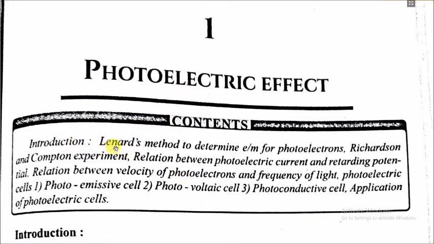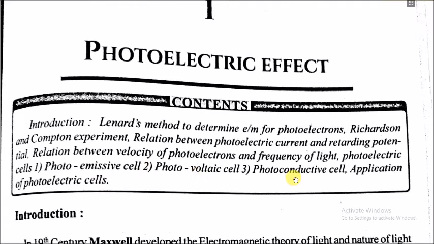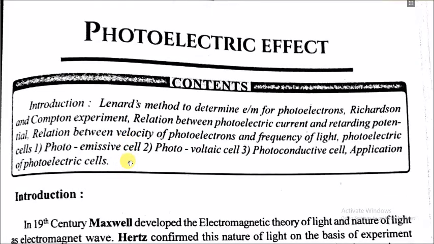chapter Lenard's method to determine e/m of photoelectrons, then the Richardson and Compton experiment, a relation between photoelectric current and the retarding potential, then the relation between velocity of photoelectrons and frequency of light, then the photoelectric cells, that is the photoemissive cell, photovoltaic cell, and the photoconductive cell, and finally the applications of photoelectric cells. So all these topics will be covered in this chapter. So let us start the chapter.